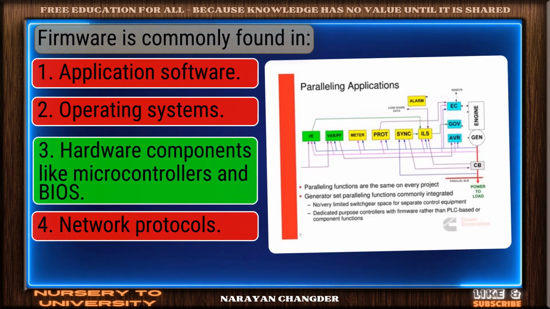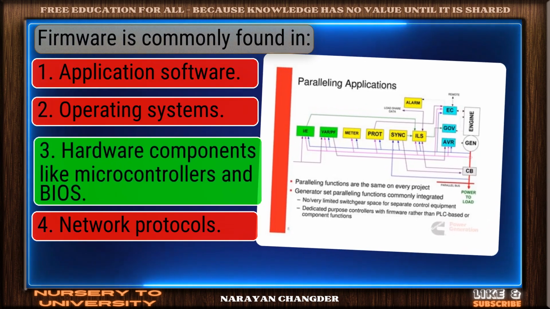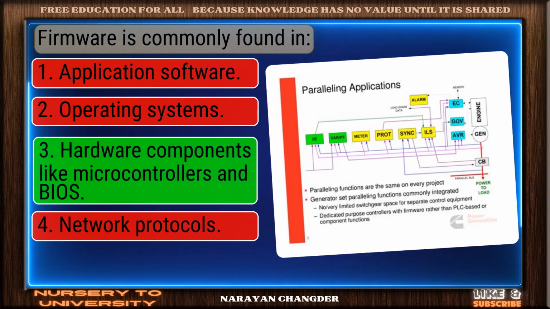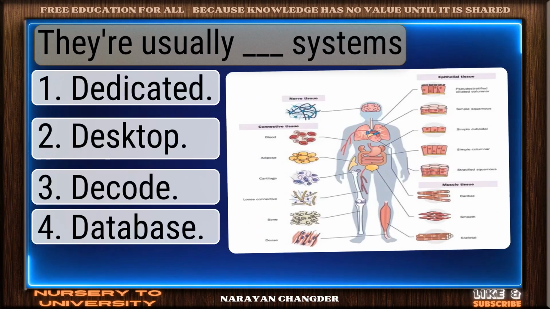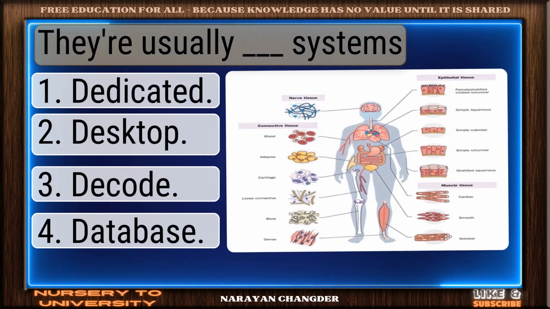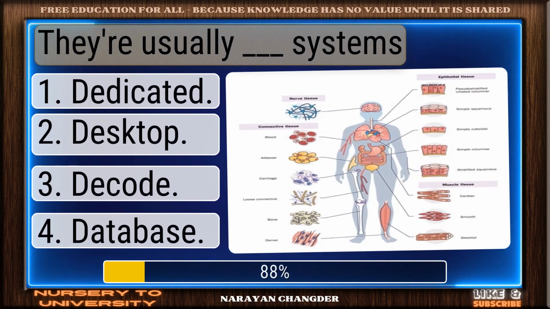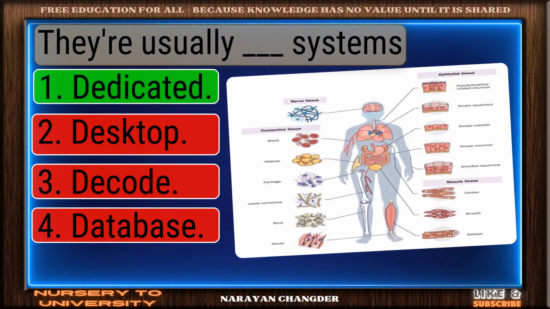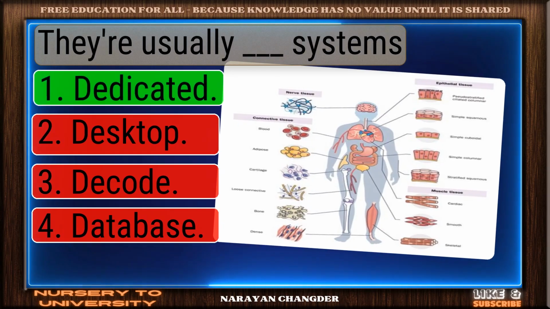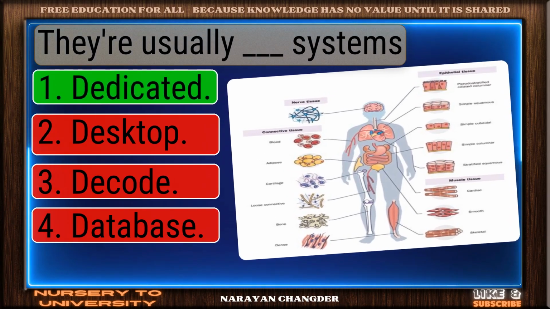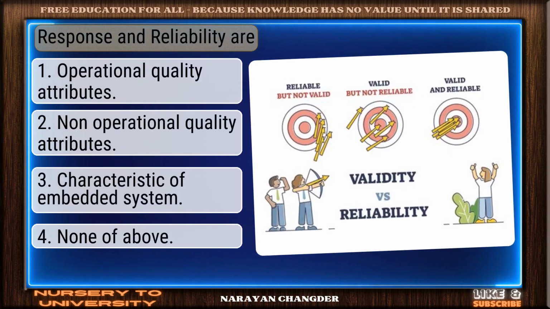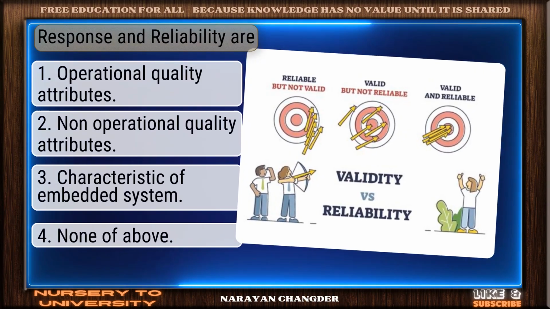Excellent. Hardware components like microcontrollers and BIOS is a brilliant choice. Question number 71. They're usually dash systems. Correct response. Dedicated is the most accurate answer. Question number 72. Response and reliability are.